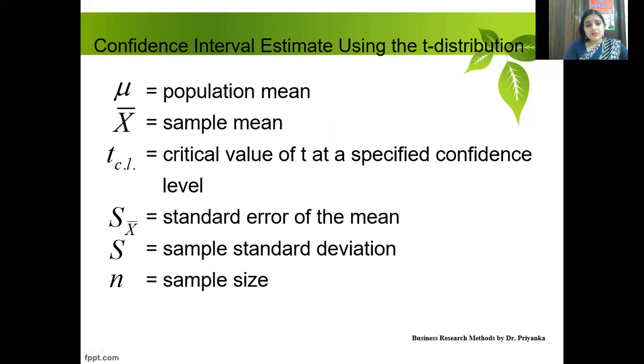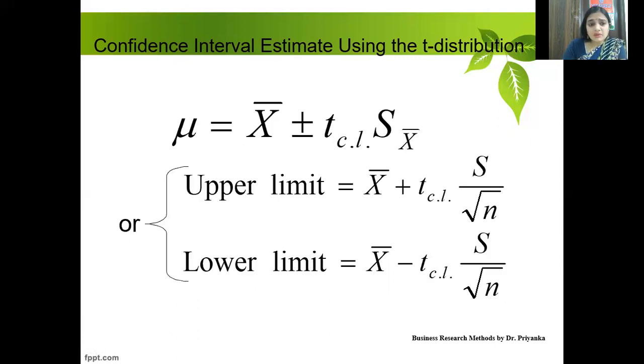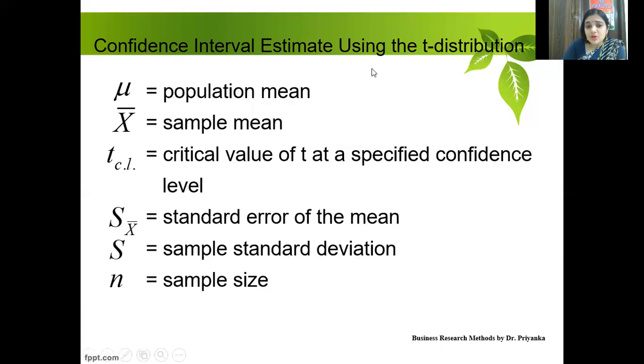Here the abbreviations are given: mu is equal to x bar plus or minus t CL times S x bar. We'll explain them in the next slide. Mu is your population mean. We have already discussed it so many times. Then x bar is your sample mean. t CL means the critical value of t at a specified confidence interval. The confidence interval you have mentioned in the starting, whether it would be 0.05 or 0.01, right?